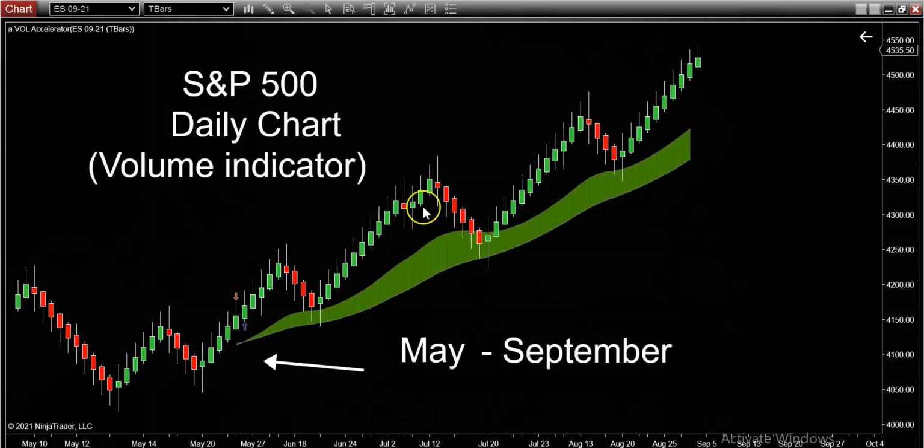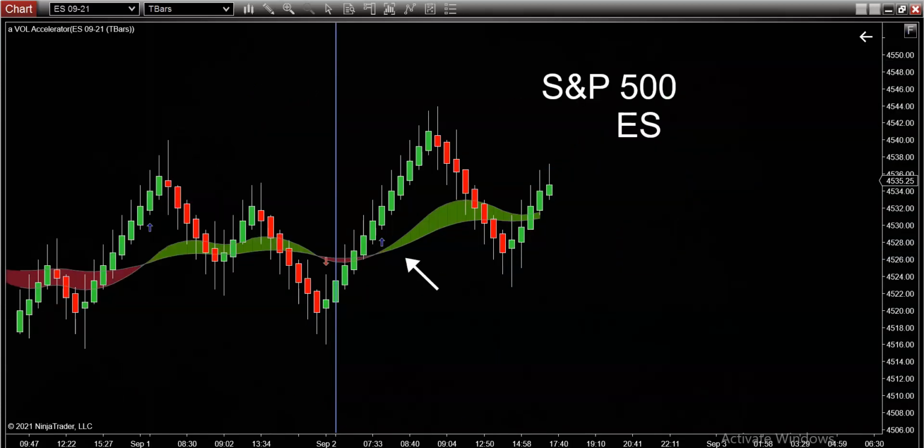Now, this is the daily chart that I posted, I think, last week. I've updated it now. Last week we were in August, now we're in September. You can see the S&P 500 daily chart with the volume indicator loaded on top of it. We're still green. At some point the volume will turn red, and it'll be time to start looking for shorts. So I'm a fan of the S&P 500 on a daily basis, but not so much on an intraday basis.